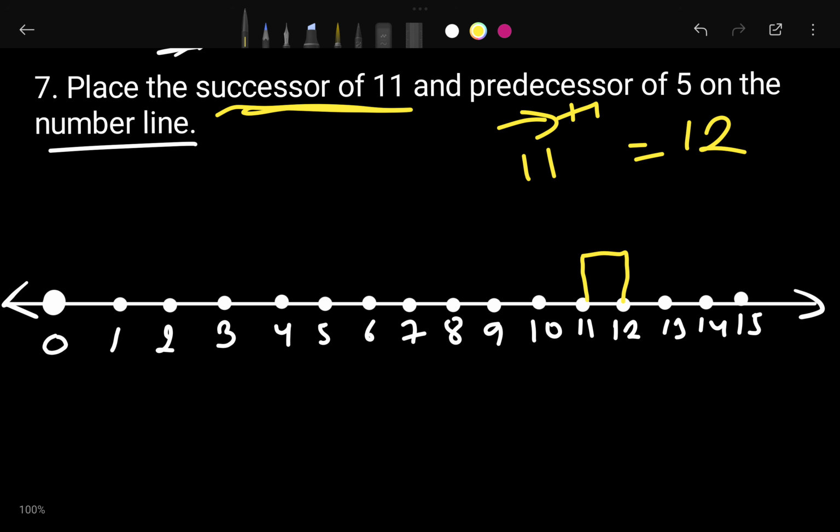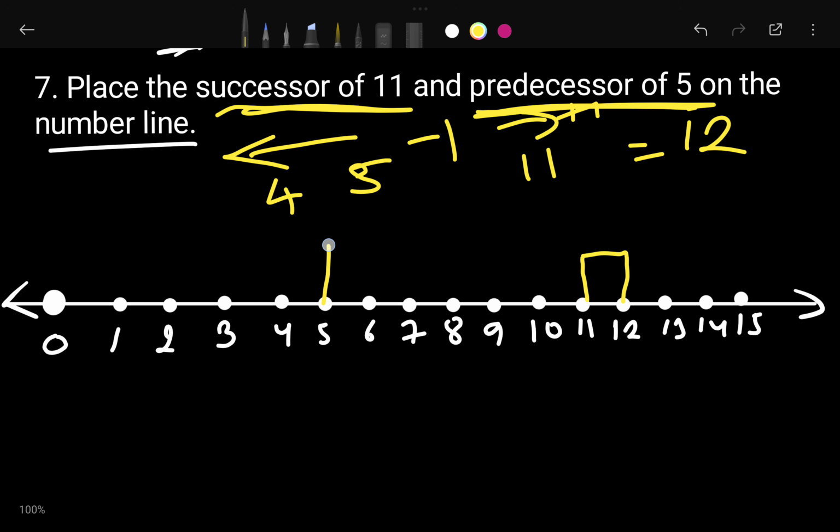Okay, now it is asking about the predecessor of 5. This is 5. Predecessor means one step back, means minus 1. So what will be the predecessor of 5? That is going to be 4. So the predecessor of 5 is 4. We can do it like that also.